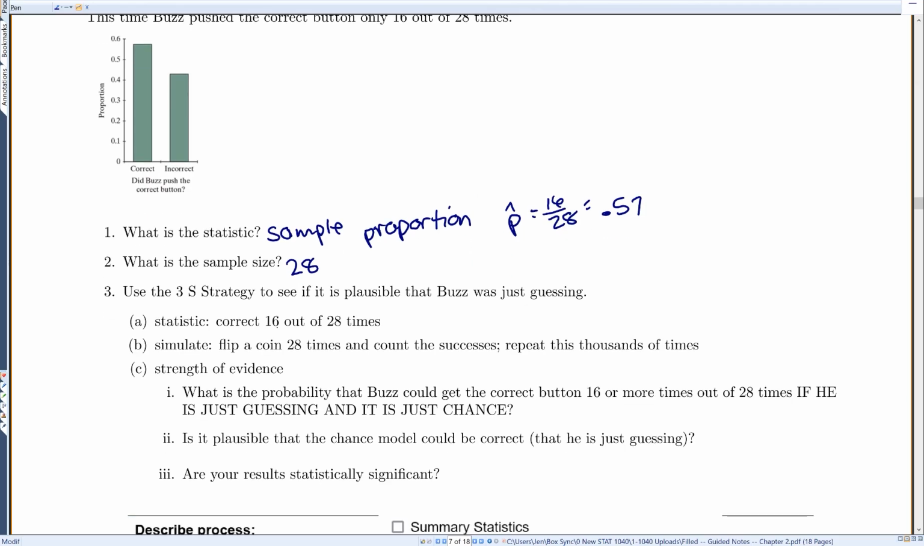So our statistic is that he was correct 16 out of 28 times. Now we simulate it. We're going to flip a coin 28 times, count the successes, and repeat this thousands of times. We chose to flip a coin because if he's just guessing, then you'd have a 0.5 chance of getting it right or wrong. So just guessing, 0.5 chance to guess correct, so we can use the coin.